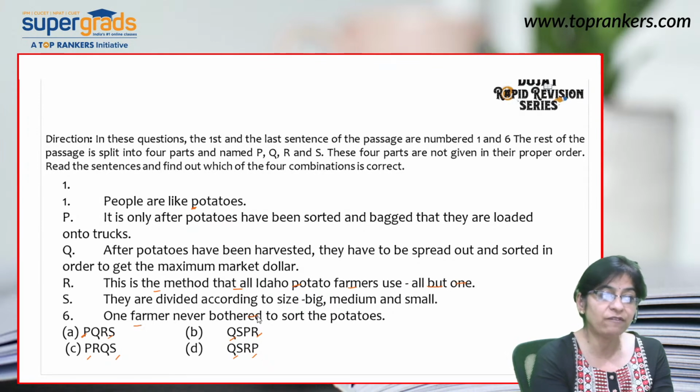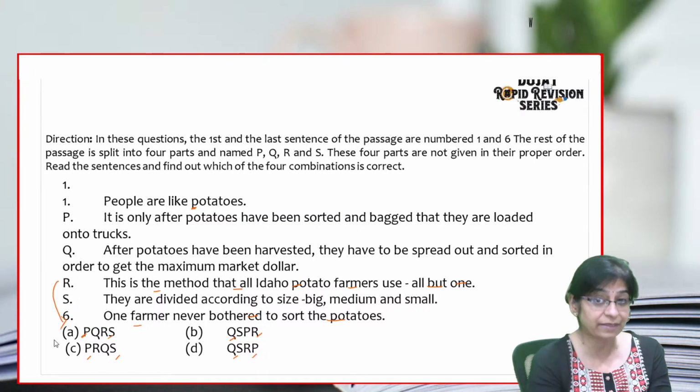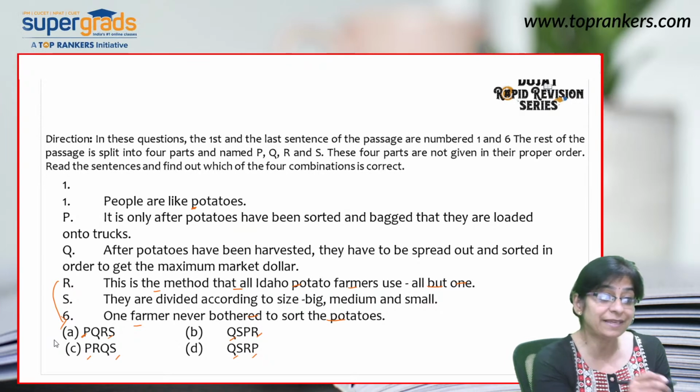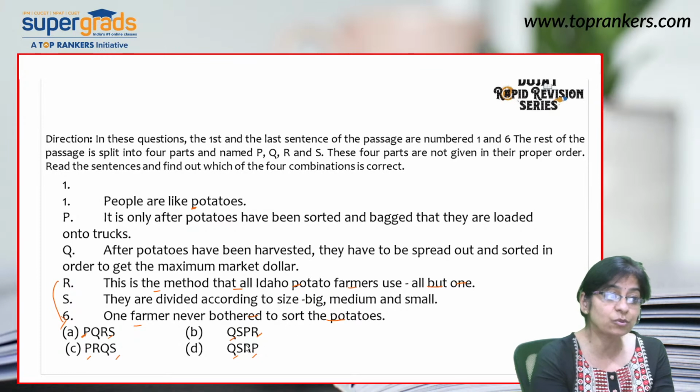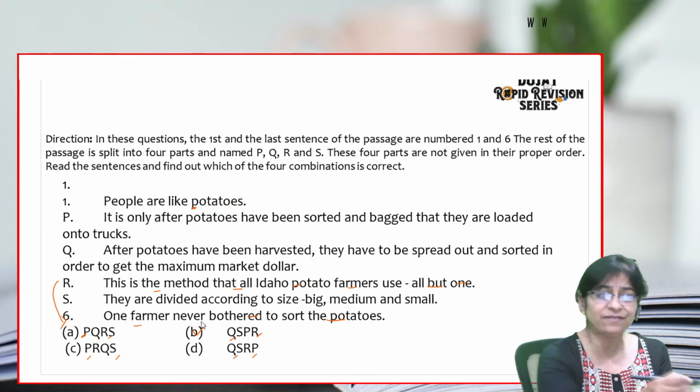One farmer never bothered to sort the potato. So I feel that R should naturally precede 6. That's what I think. Now let's see how many options have R as the last statement, and there is only one, which is B. Now, either I try and apply all the other strategies, or I don't have time. Let's just see if this is the right answer.